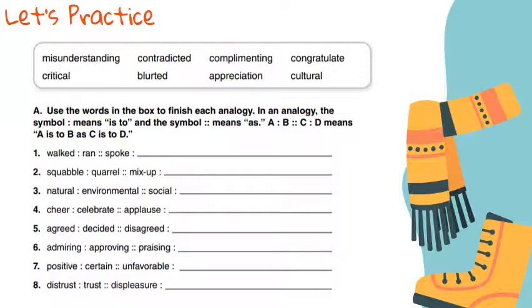So what is it? It is blurted. Let's write it down. Spoke, blurted. They both express an action of speaking, but speaking is somehow different from blurting something. Squabble, quarrel, as mix up is to misunderstanding. When you mix up something, you do not understand it well, so it leads to misunderstanding.